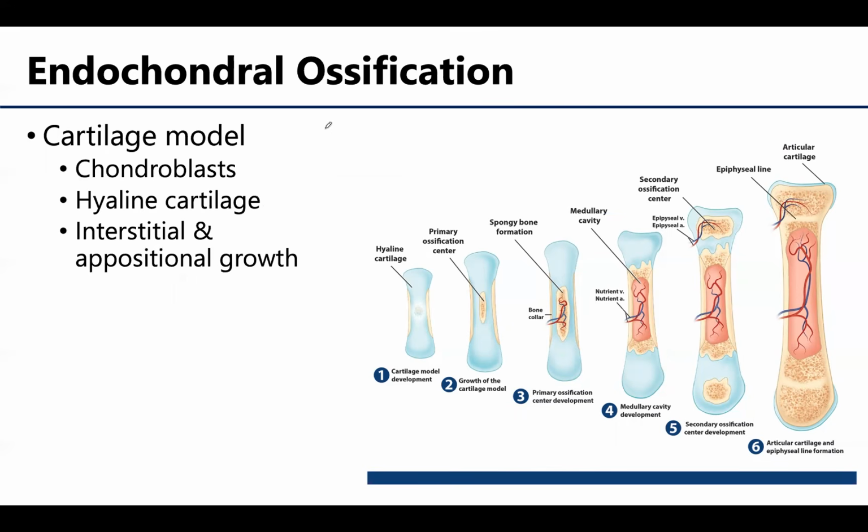A few notes regarding the cartilage model. In the region where the bone is going to form, chemical messages will cause those mesenchymal cells to crowd together and form this general shape of the future bone. And this is where you have that cartilage model development.